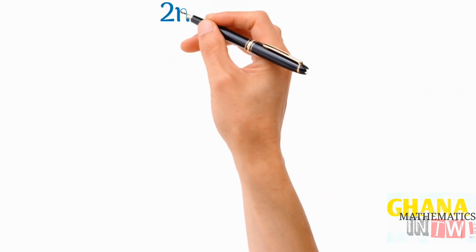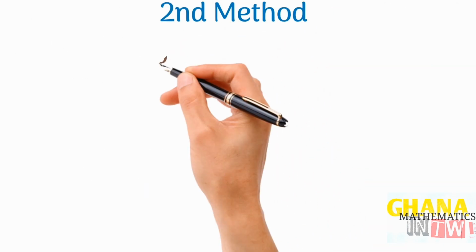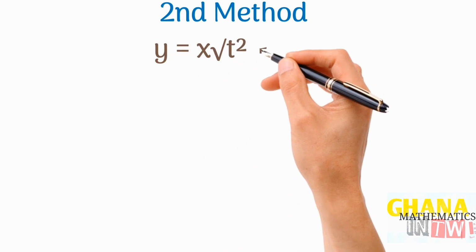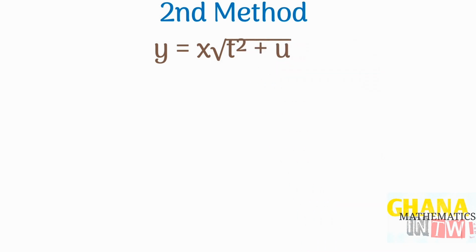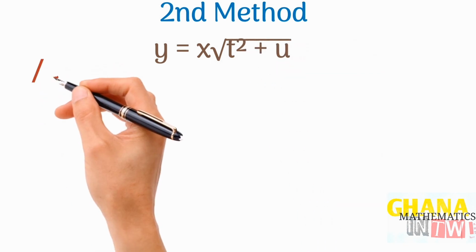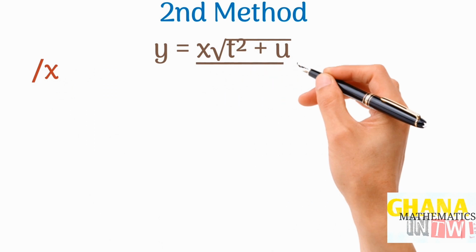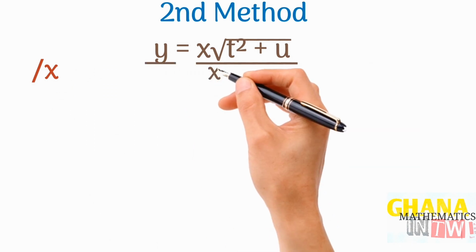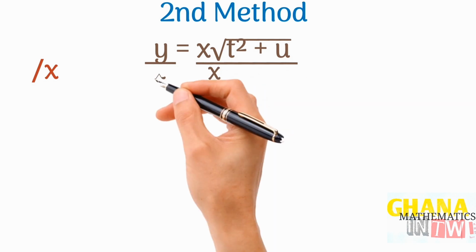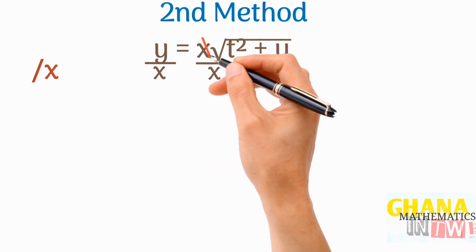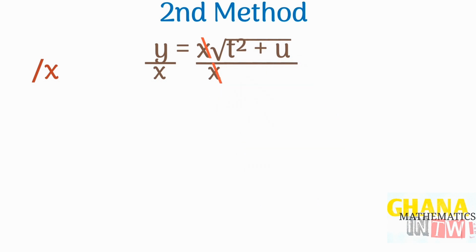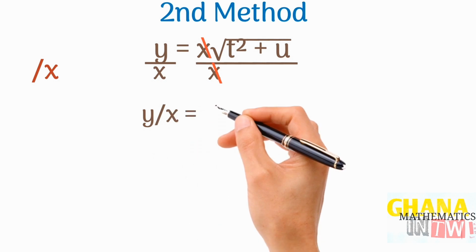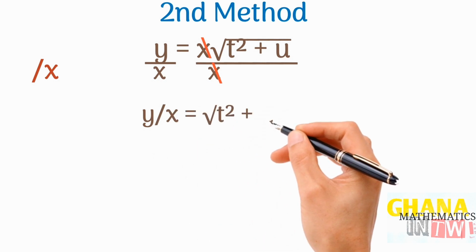Let's move on to the second method. Dealing with change of subject, there are many ways to tackle a question. We have done the first approach, where we squared both sides, but here we will divide both sides by s. Y over s and s over s. S can take away s because s divided by s is 1. Y over s equals square root of t square plus u.